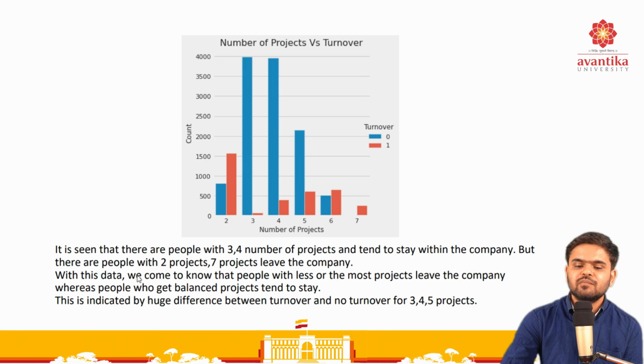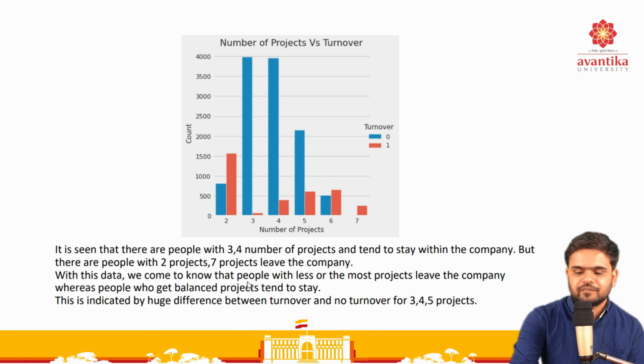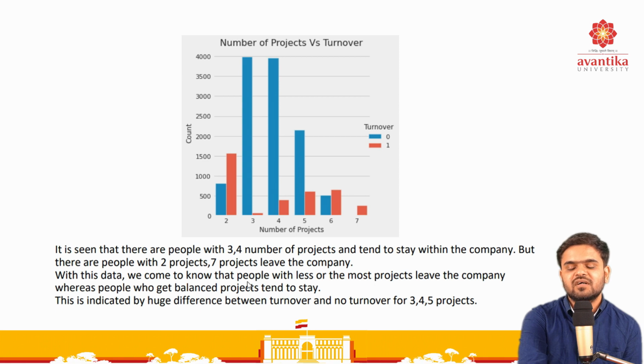So with this data we come to know that people with the fewest or the most projects have left the company, whereas those who have got a balanced number of projects tend to stay back in the company as well. This indicates a huge difference between the turnover and no turnover of the employees for the number of projects as 3, 4 and 5. These are nothing but the outliers, you can say. If you have fewer projects, you will feel unsatisfied, and if you have more projects, again you will be the uppermost outlier in that case.